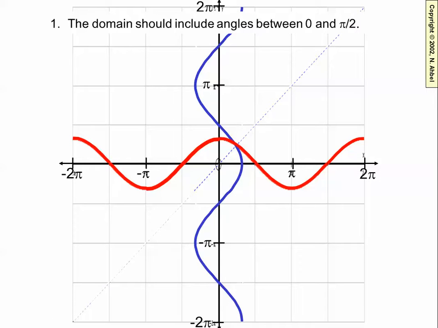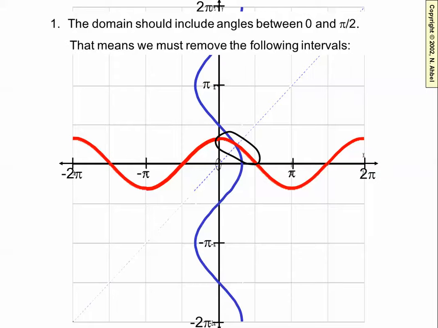There are three criteria that we want to make sure are held true. The first is the domain should include all angles between 0 and pi over 2. This is useful because we're often using inverse cosine when we are solving right triangles. So that would include that portion. That means we must remove the following.